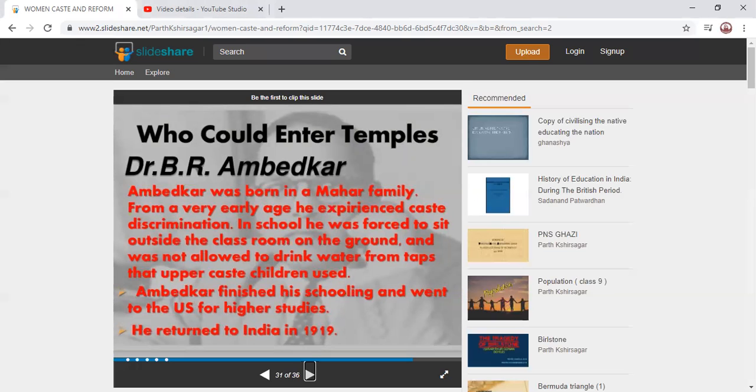Ambedkar was born in a Mahar family. From an early age, he experienced caste discrimination. In school, he was forced to sit outside the classroom on the ground and was not allowed to drink water from the taps that upper caste children used. The important work of B.R. Ambedkar is the making of the Indian constitution, in which he protected the untouchables in India.